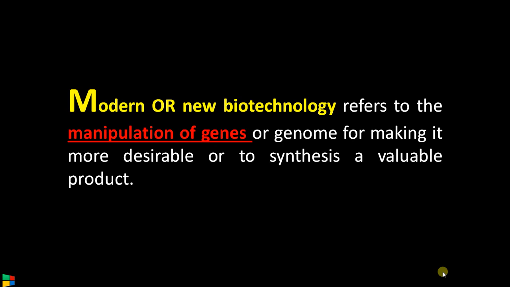So, in conventional biotechnology or traditional biotechnology, we are using the inherent capacity of microorganisms or biological agents to make desirable products, whereas in the case of modern biotechnology or new biotechnology, we are actually manipulating the genes as per our needs in order to make a desirable product. And that's the basic difference between old biotechnology and new biotechnology.